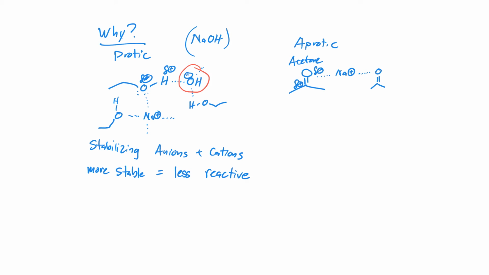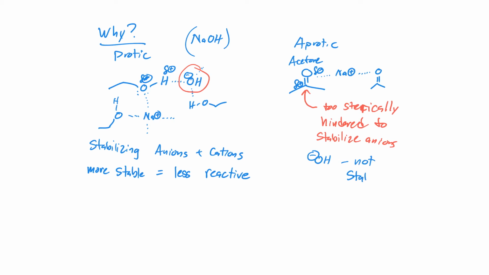However, I'm going to switch to red now. This delta plus here is too sterically hindered to stabilize anions. So the OH-, that's part of our original compound that we dissolved in acetone, will float around unstabilized. And as we saw over here, more stable equals less reactive.